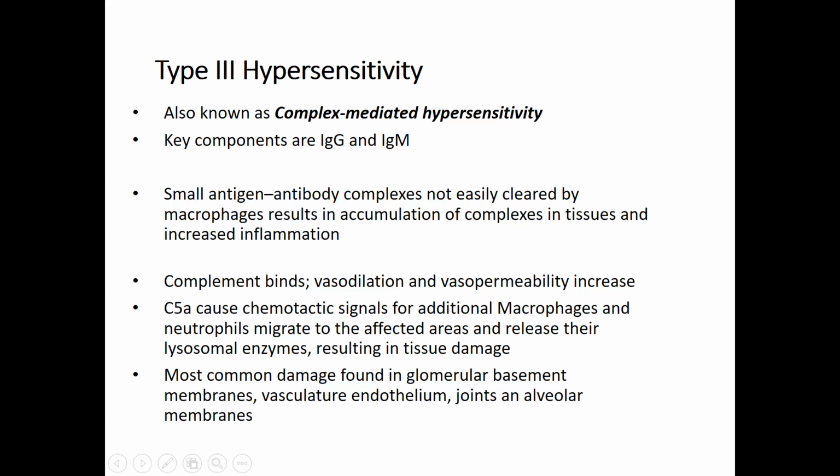You probably heard this in urinalysis, but this is a glomerular basement membrane disease. So we frequently see it in the kidneys. We also can see it in some of the vasculature, the endothelium of the vasculature, the joints, and also the membranes of the lungs, the alveolar membranes.